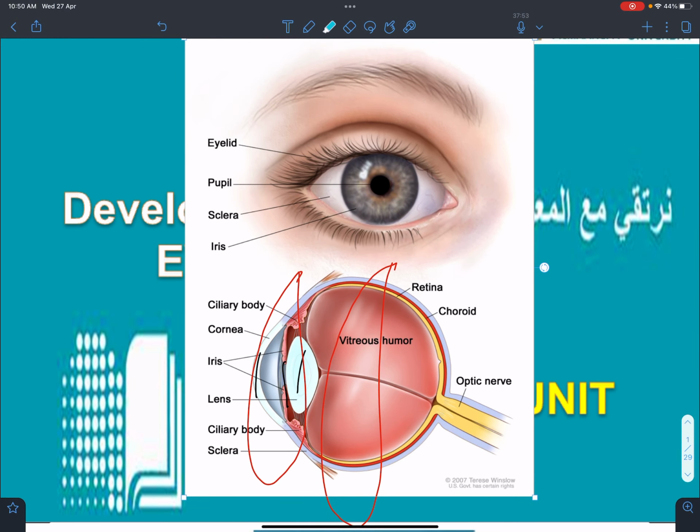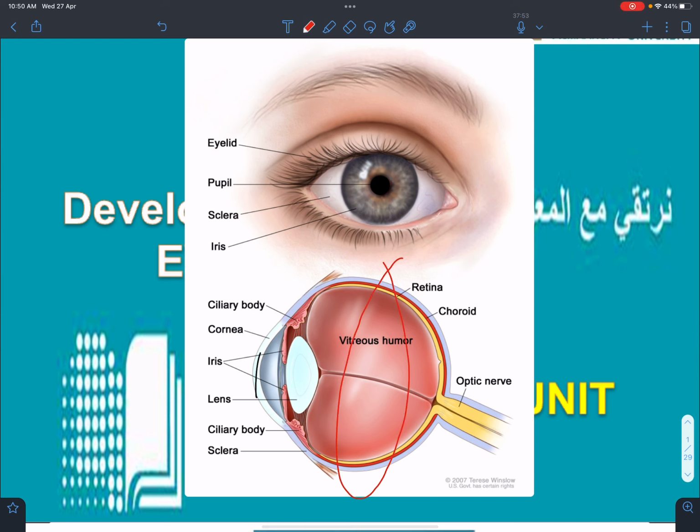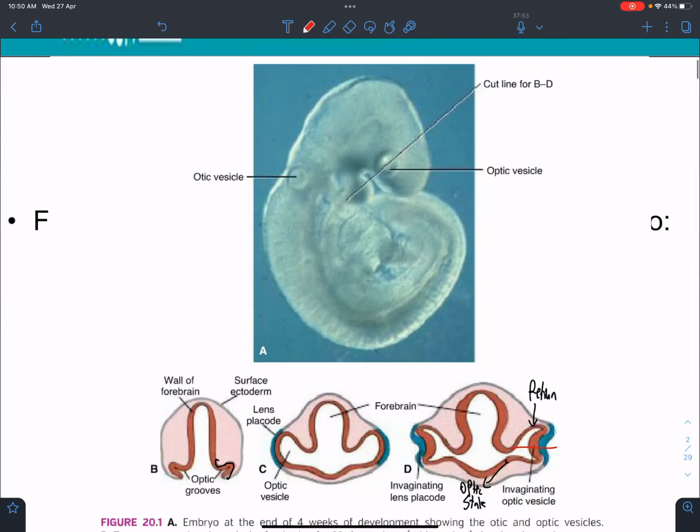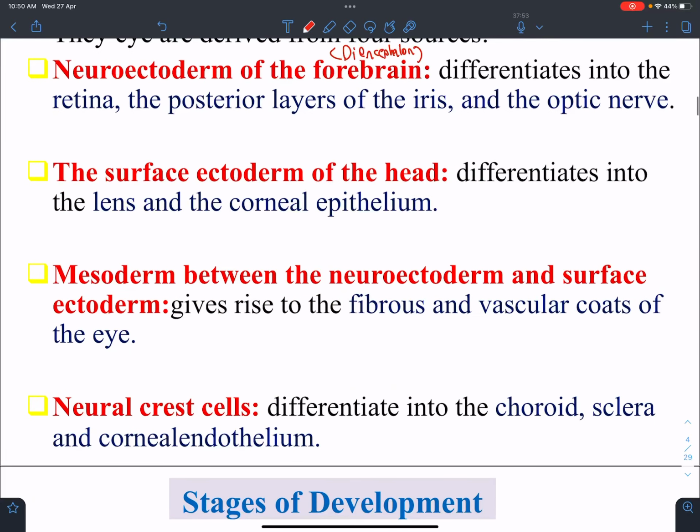This is what it means. It will not give you the cornea and sclera entirely, but it will give you parts of them. So it's going to give you the fibrous coat, which is the cornea and the sclera, and it's going to give you the vascular layer, which is the choroid. Okay? This is what the mesoderm between the surface ectoderm and neuroectoderm is going to give you.